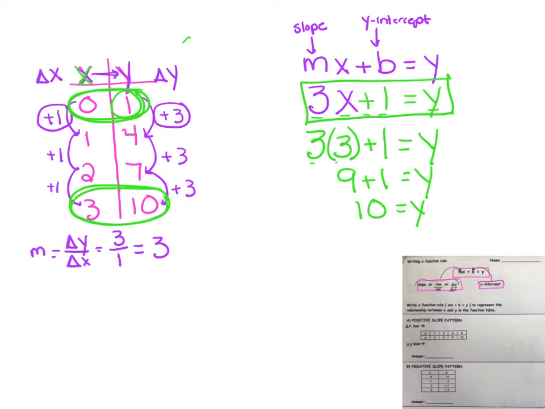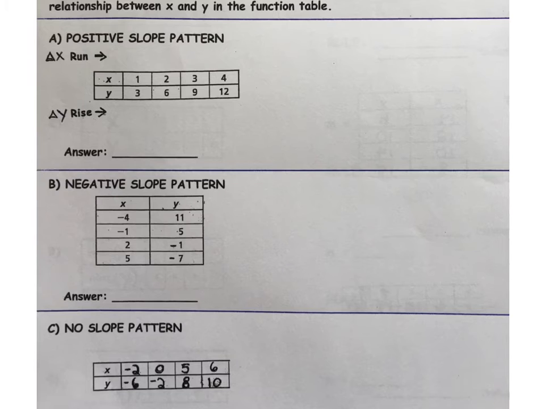Now, we're not always going to be given the y-intercept in the table. We're going to have to dig a little bit. Let's go back to page 10. Take a look at the horizontal table given to us in letter A. Here, we're given a positive slope. Check it out. We know we have to write the equation mx plus b equals y.